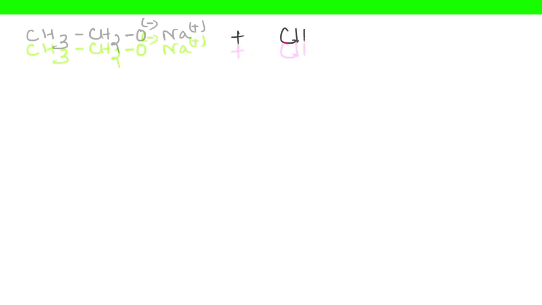Clear? Okay, now take the alkoxide molecule, and what do we need? Yes, the alkyl halide molecule. Okay, and we are taking CH3Br as the alkyl halide. Clear? CH3Br.